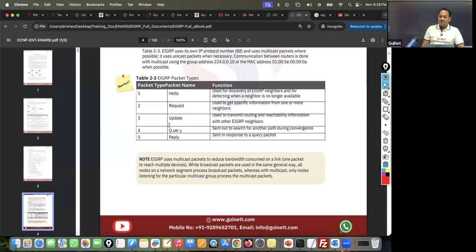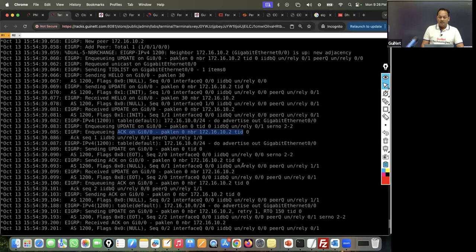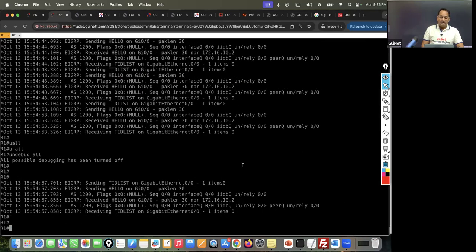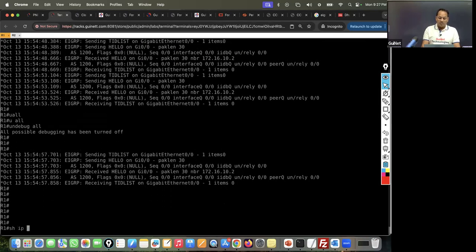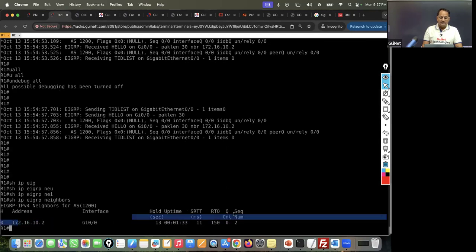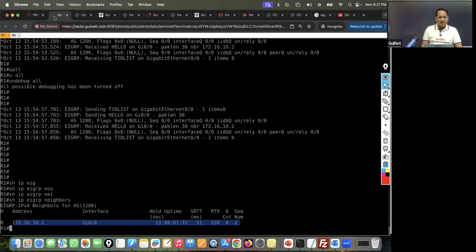It doesn't mean this book is 100% right. This is the book written by Cisco, but the author doesn't put the acknowledgement packet. But here you can see this is the acknowledgement packet we are getting from the neighbor. So now you understand how the neighborship is going to build, because hello is going to say. Now if I say show IP EIGRP neighbor, you're going to find we have one neighbor. Now I have another neighbor also. I can enable that also, but I will not do it right away.